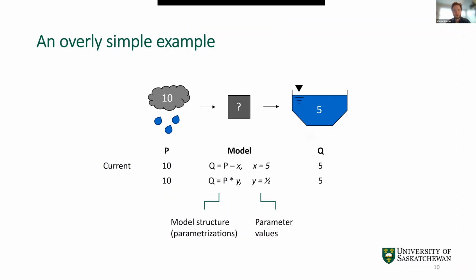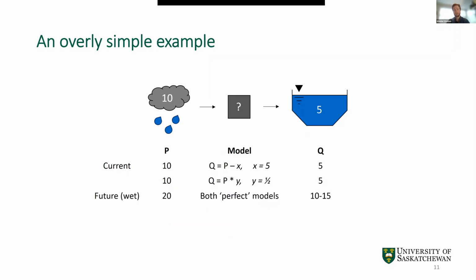However, once we start to use these models under different conditions, so imagine a future that is quite wet, these models either predict that we get double or triple the streamflow that we do today. And similarly, if we imagine a future that is quite dry, these models give us very different results as well.